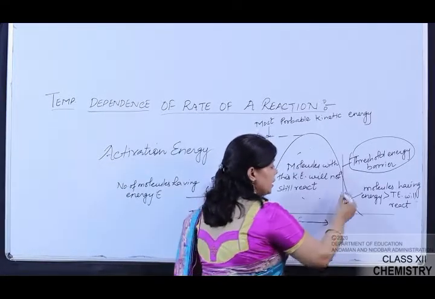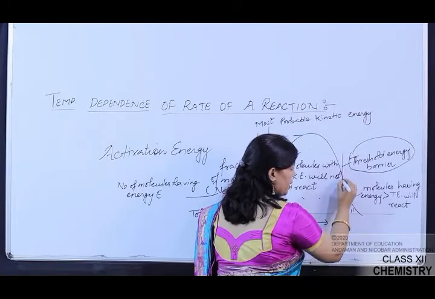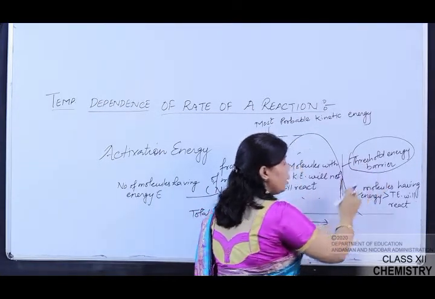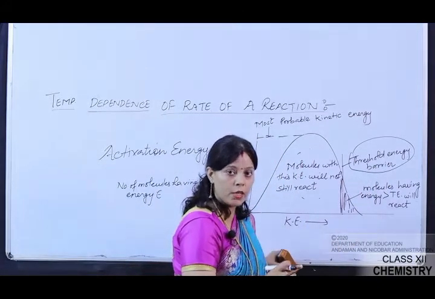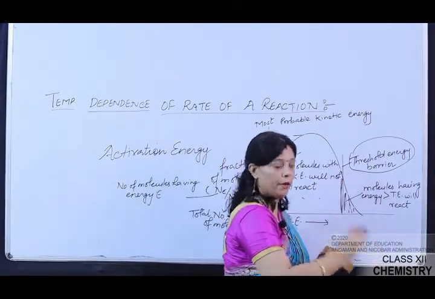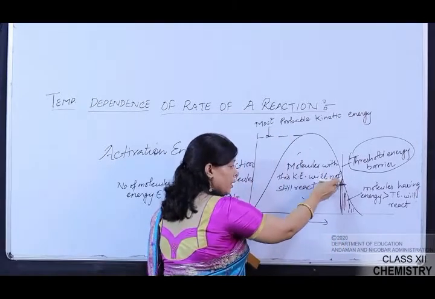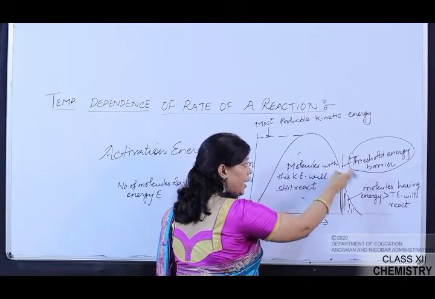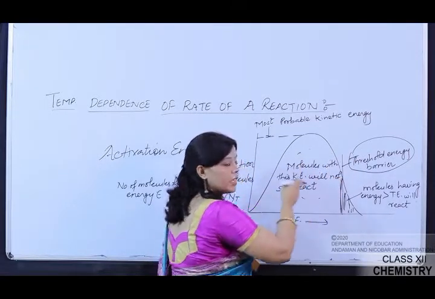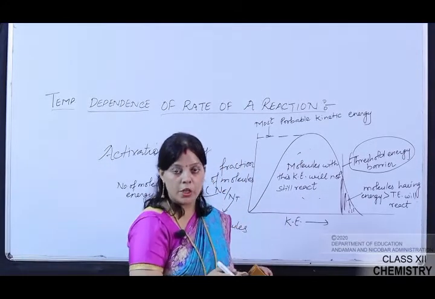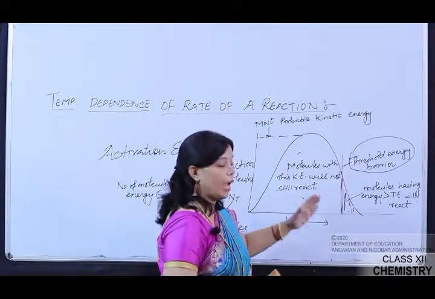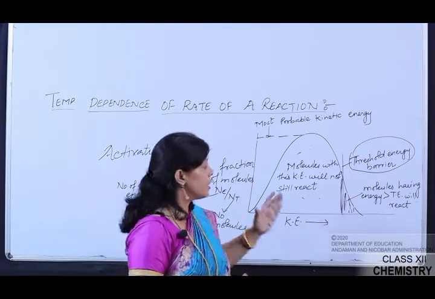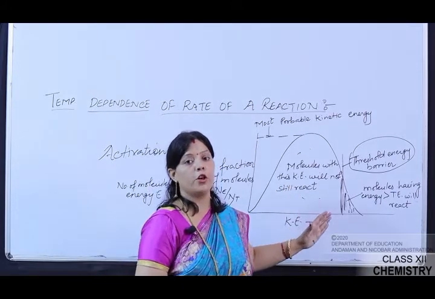It means the fraction of molecules having energy equal to or greater than the threshold energy barrier will result in an effective collision, and after that the product will be formed. But in this region the molecules have energy less than the threshold energy barrier. So the molecules having energy less than the threshold energy barrier will not react, and they do not result in the formation of the product.